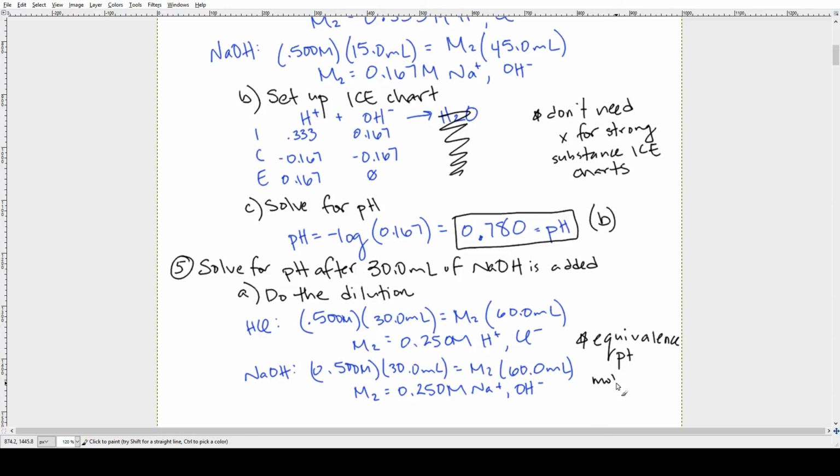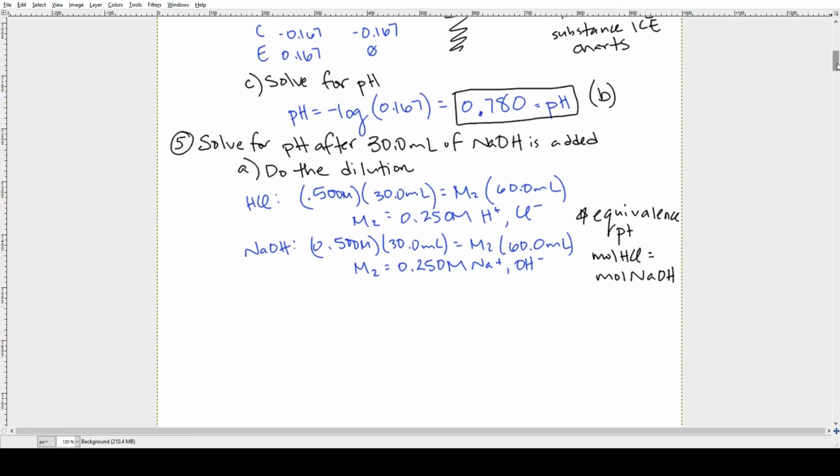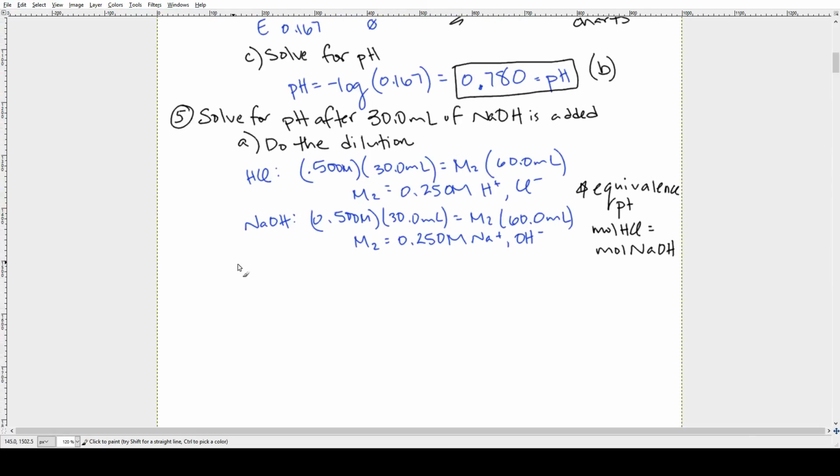Because the moles of what's being titrated are equal to the moles of our titrant. This will be important later because we're going to try drawing a titration curve. Okay, so now that we've got that, my end goal is to solve for pH. I need to know how many hydrogens I have at the end, so let's make an ICE chart. Again, this is doable without an ICE chart if you want to just do the subtraction in your head.